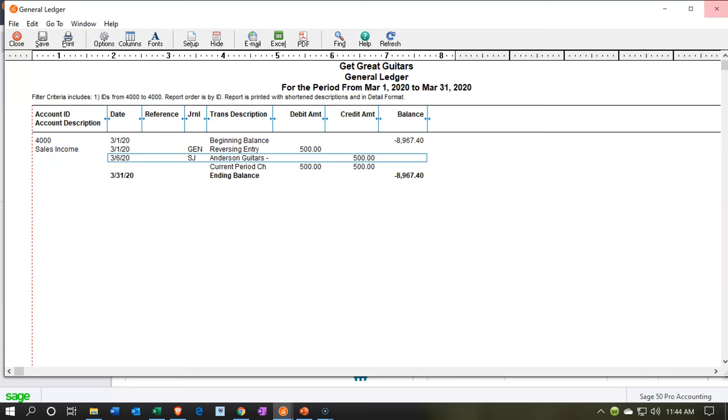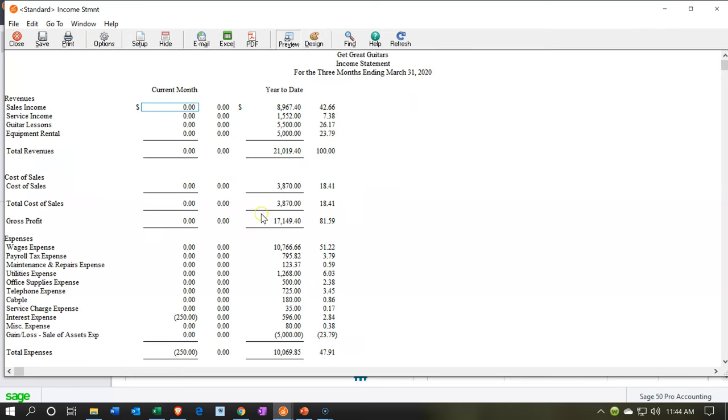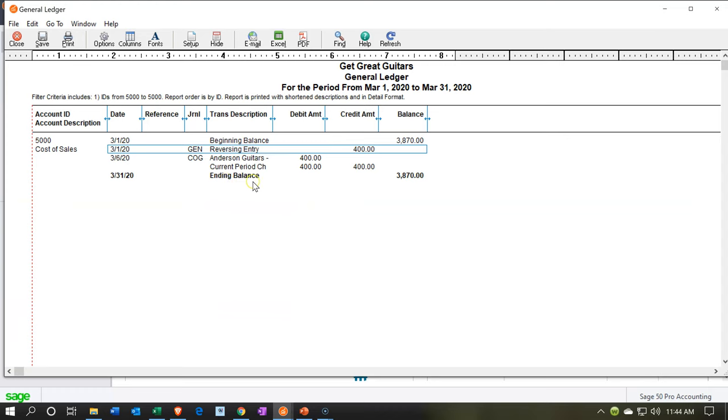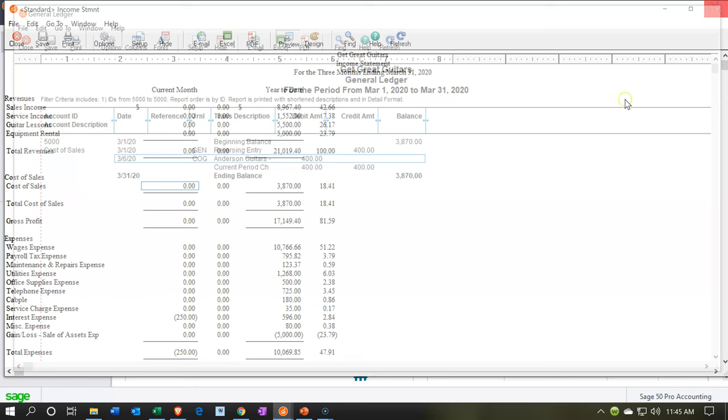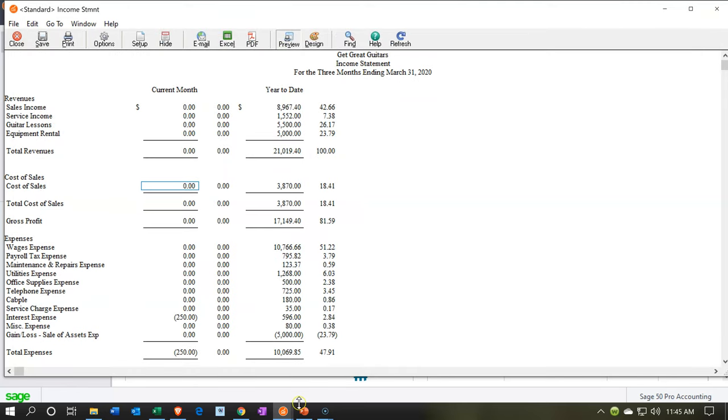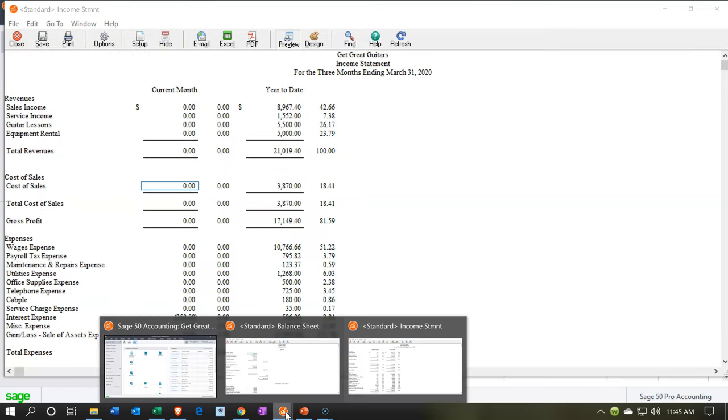So then if I close this back out, the other side is going to be on the cost of goods sold. If we double click on the cost of goods sold, there it is. Same kind of thing. We reversed it out, and then here's the original invoice. Those two things cancel out because the actual cost of goods sold is going to be reported from a financial statement standpoint in February. And we did that.